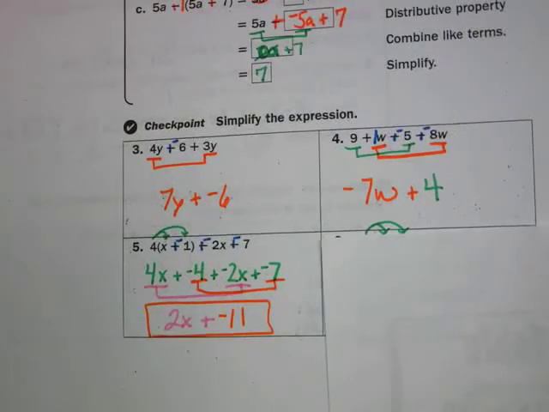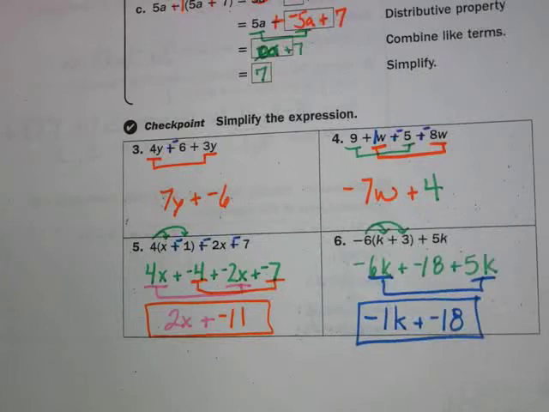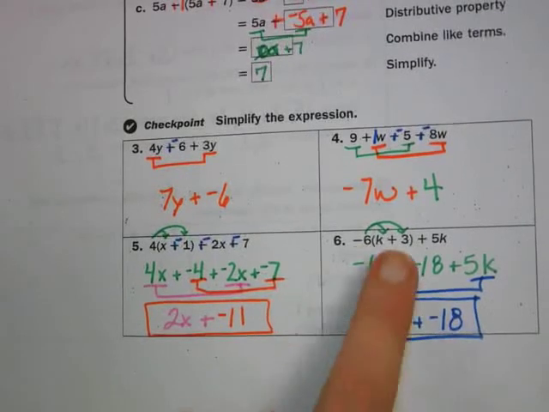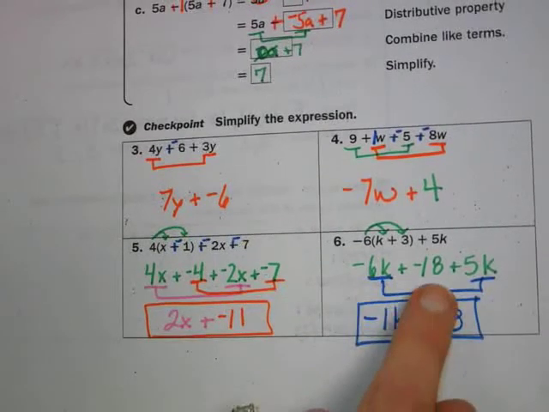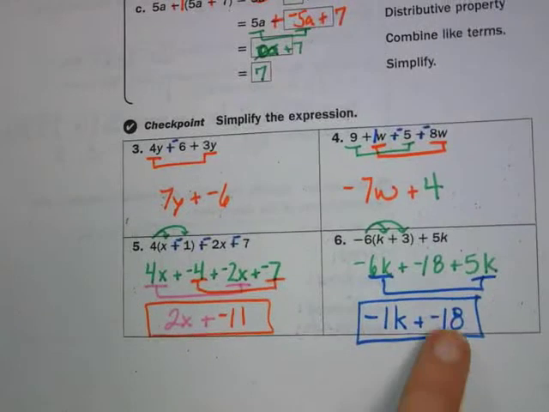In number 6, you should have gotten negative 1k or just negative k. You don't even need the 1 there. Negative 1k plus negative 18. We distributed the negative 6 through and got negative 6k plus negative 18. Like terms, that guy just gets rewritten.